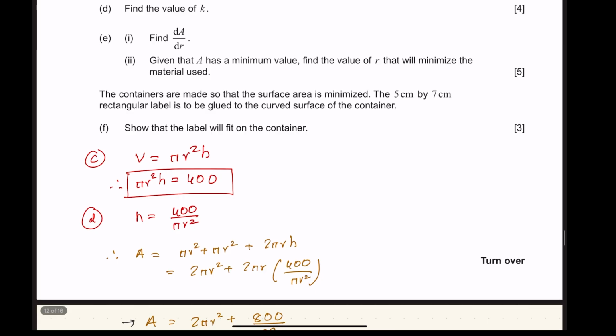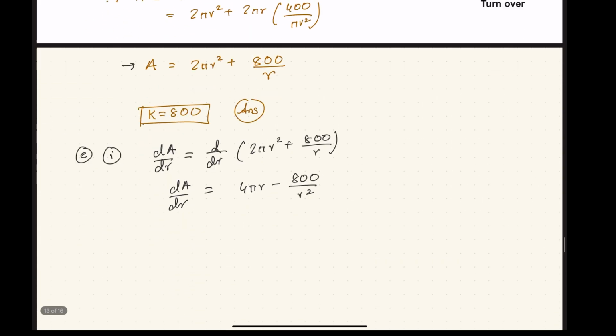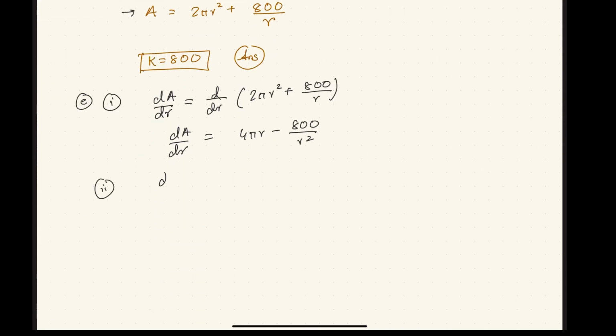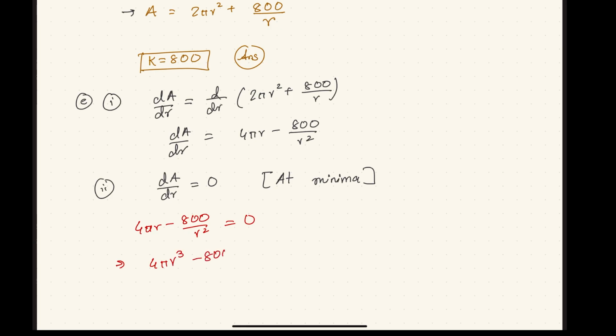So for a maximum or minimum value, we have to find the critical points, which is dA over dr equals 0. So dA over dr equals 0 at minima. So 4 pi r minus 800 over r squared equals 0. If I multiply everything by r squared, I'll get 4 pi r cubed minus 800 equals 0. So r cubed would be 800 divided by 4 pi.